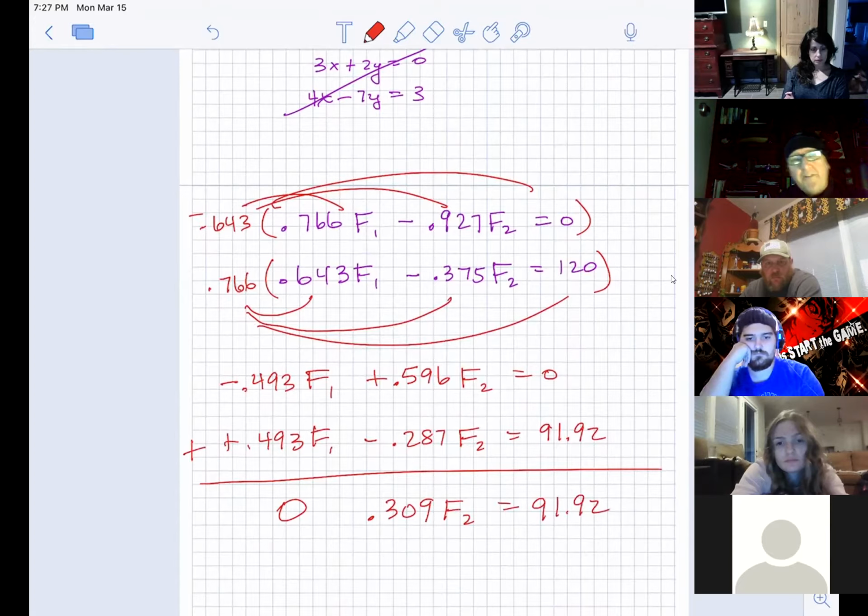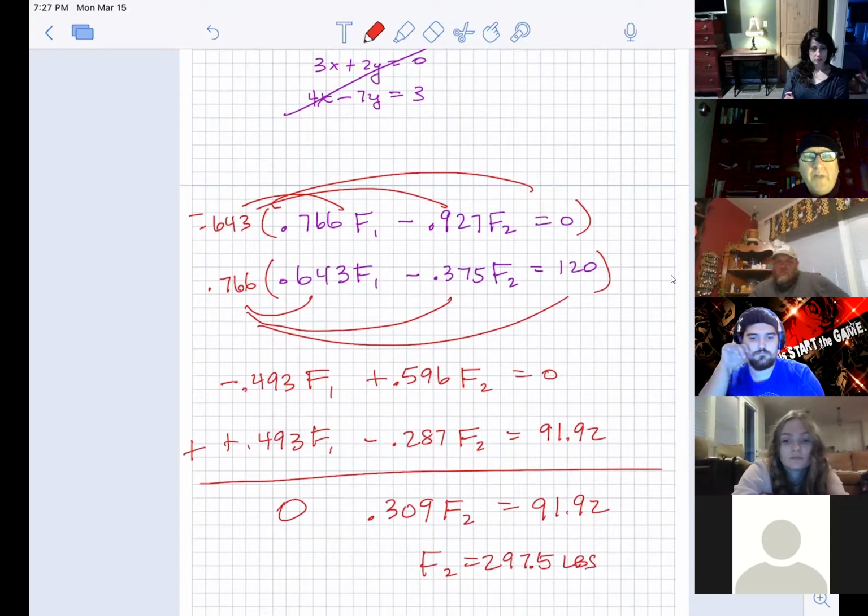Notice that's a way to take two equations, two unknowns, and reduce it to one equation, one unknown. Hey, look, now I got one equation, one unknown. I can just take 91.92 divide by 0.309, and I just found force 2. 297.5 pounds of force. Whoa, that's like double and a half the 120. Isn't that crazy? Force 2.